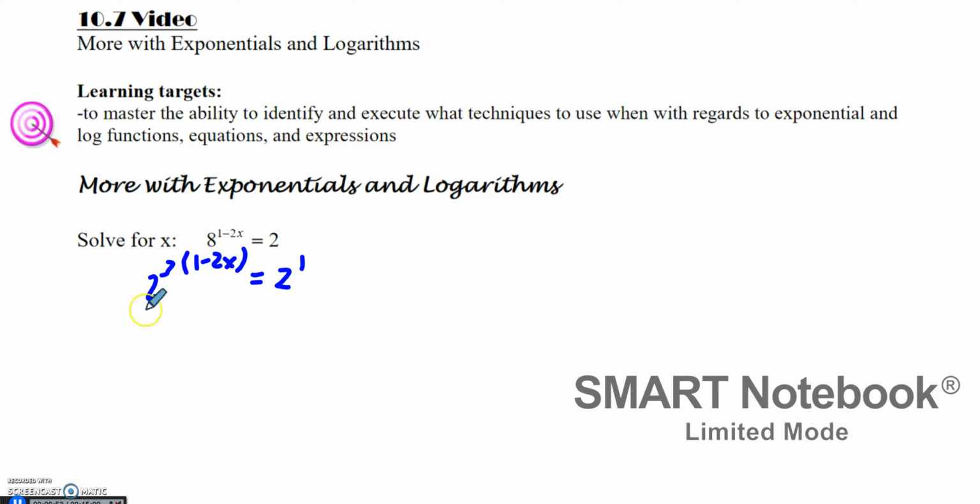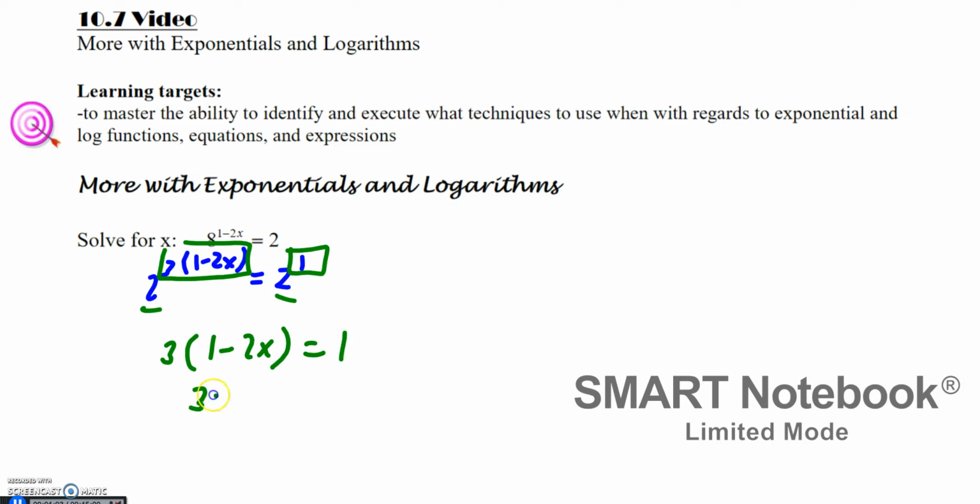And now, because the bases are the same, I know that the exponents have to be equal. So you could say 3 times 1 minus 2x equals 1. Solve from there. You would have 3 minus 6x equals 1. Negative 6x would equal negative 2. So if I divide both sides by negative 6, you get 2/6, or better, 1/3.